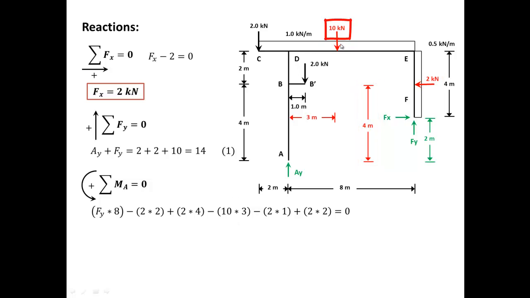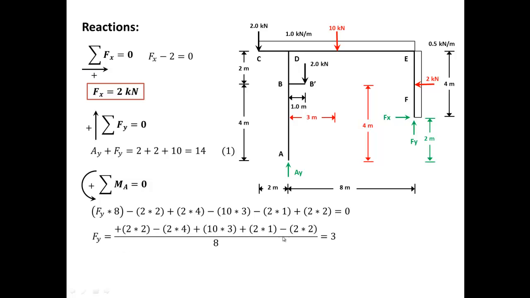Then we're going to have the 10 multiplied by the 3, and it's clockwise, so it's negative. Then we'll have the 2 multiplied by the 1. About A, it's clockwise, so it's negative again. And the last one is 2 multiplied by this distance, which is 2, and it's counterclockwise, so it's positive. And the whole thing should equal 0. Now I have an equation with one unknown, which is Fy. I can simply solve for Fy to be 3 kilonewtons.